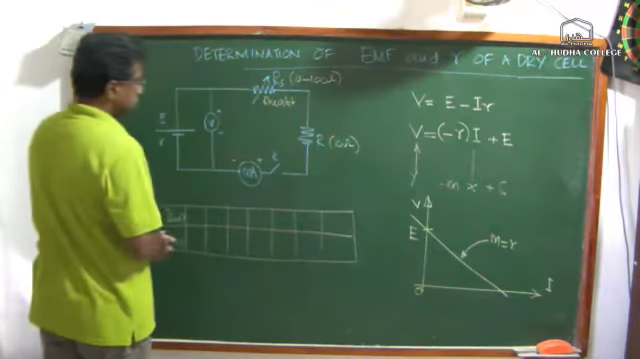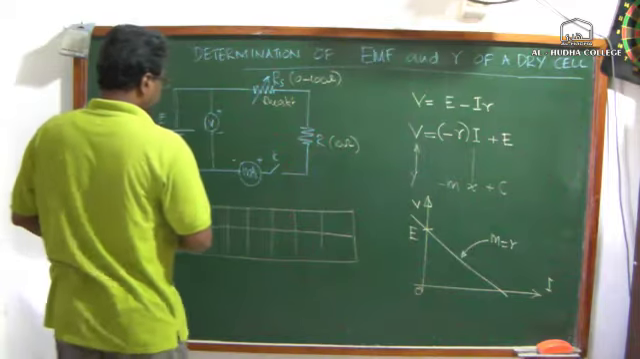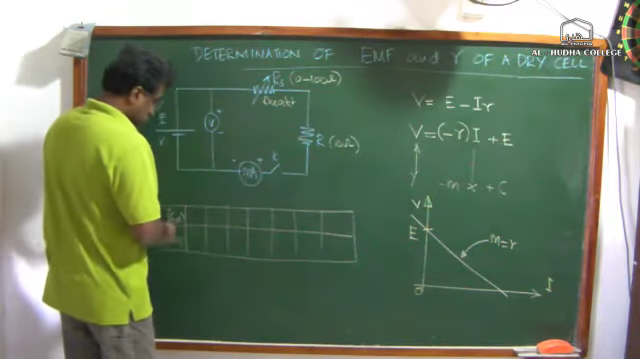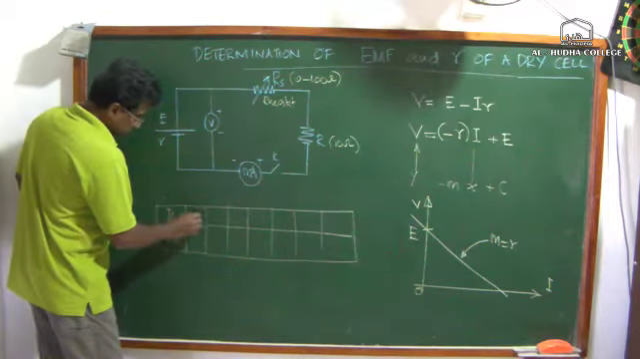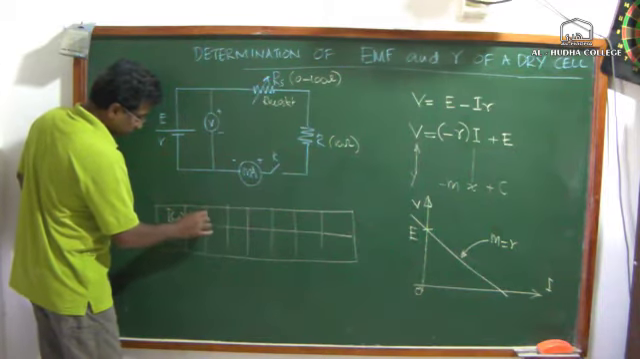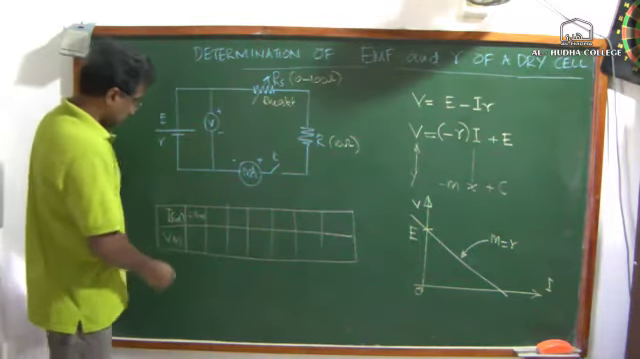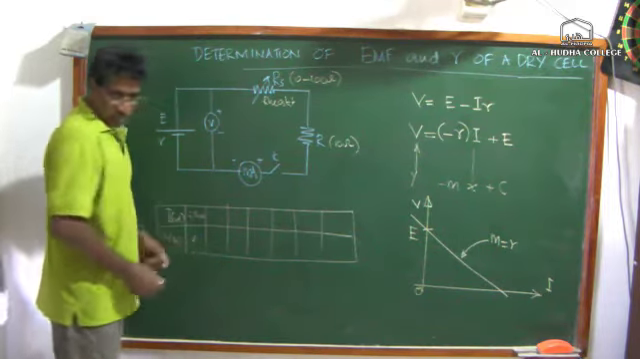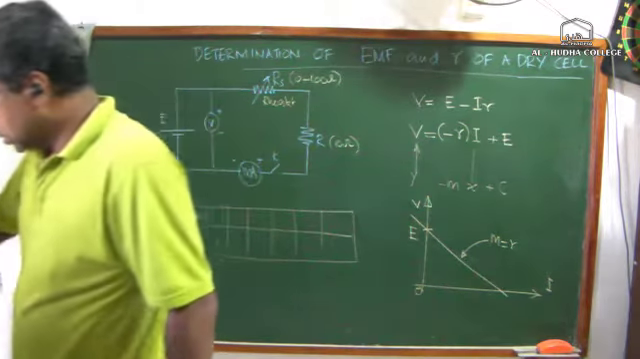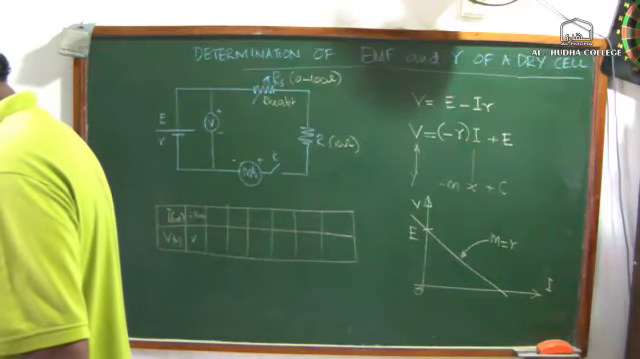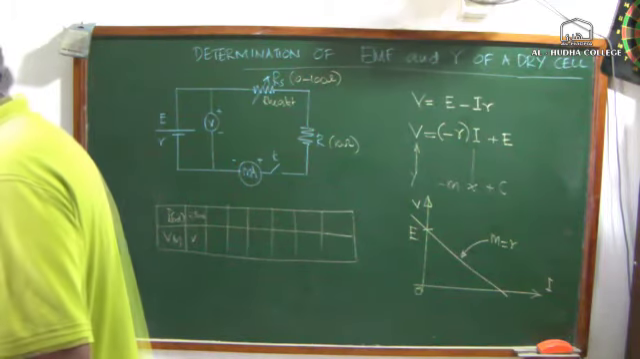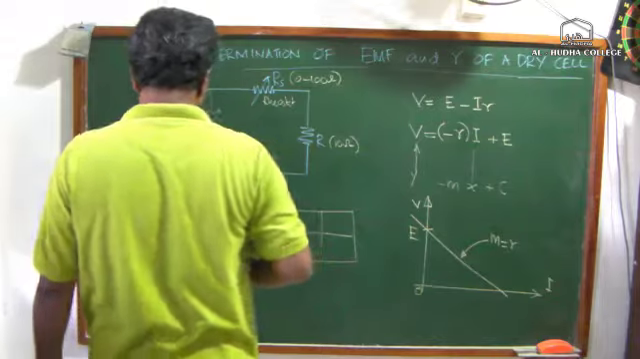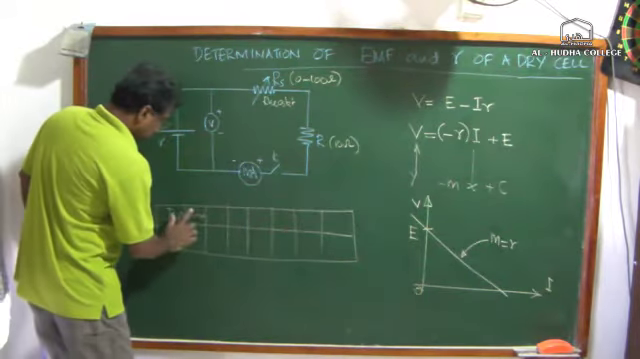So you can change from about 25 milliamps. They are asking you to start with 25 milliamps, and then you find the reading. Then you increase it in steps of the same amount.